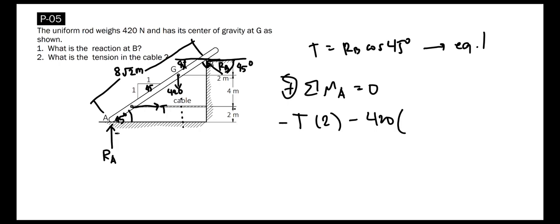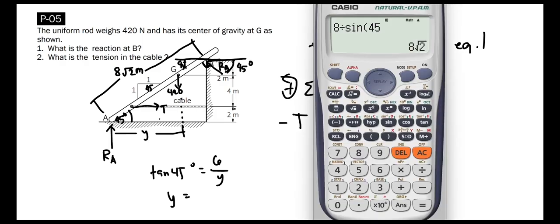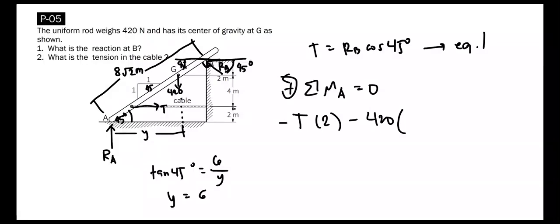we can solve for this distance, let's call this y, by making use of the tangent function. So we have tangent 45 degrees equal to the opposite side of 4 plus 2, 6, divided by the adjacent side of y. So y is equal to 6 over tangent 45, which is equal to 6. So this distance here is just basically equal to 6. So the moment arm distance of 420 is equal to 6, going from point A.